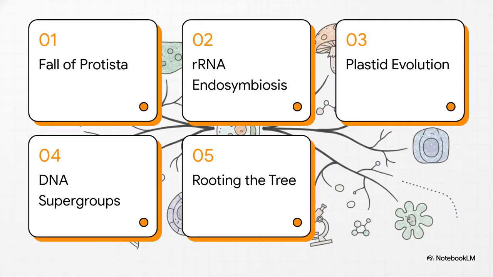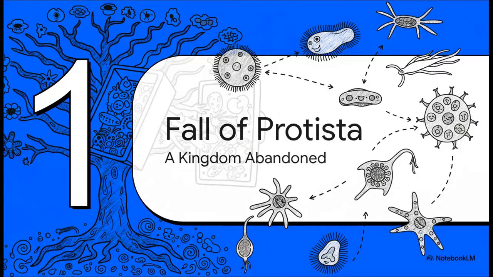So here is our roadmap for today. We'll start with 1, the fall of Kingdom Protista, 2, the rRNA endosymbiosis evidence, 3, complex plastid evolution, 4, supergroups defined by DNA, and finally 5, rooting the eukaryotic tree. Let's get right to it. Section 1, the fall of Kingdom Protista.